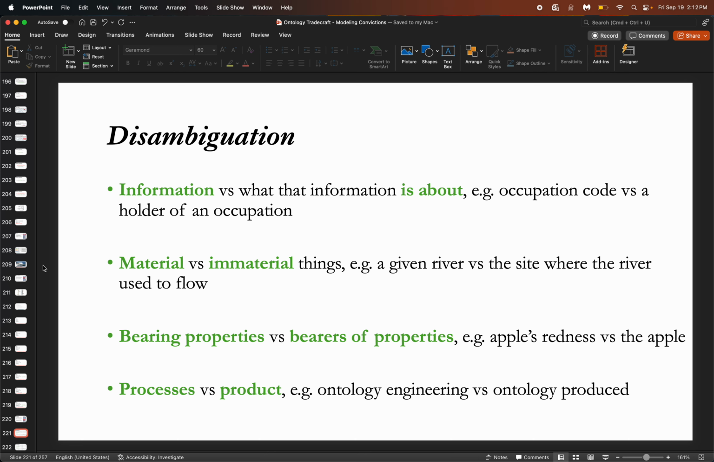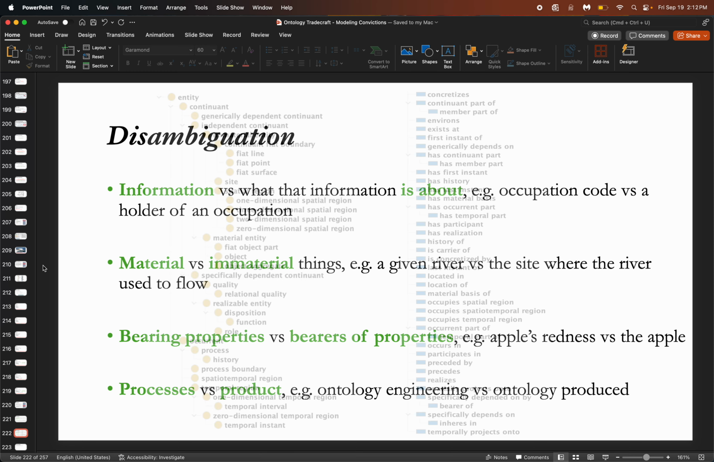Geospatial coordinates are not the world. They're about them, presumably. Material versus immaterial things. Disambiguate here: a given river versus the site where it flowed. Or the bearing of properties versus the bearer, so an apple's redness versus the apple. As well as processes versus products, like baking of a cake versus the cake. Keep this in mind, and these kinds of distinctions are embedded at the heart of BFO. BFO draws these distinctions, and so we avoid confusion, conflation and ambiguity when we're following the structure.